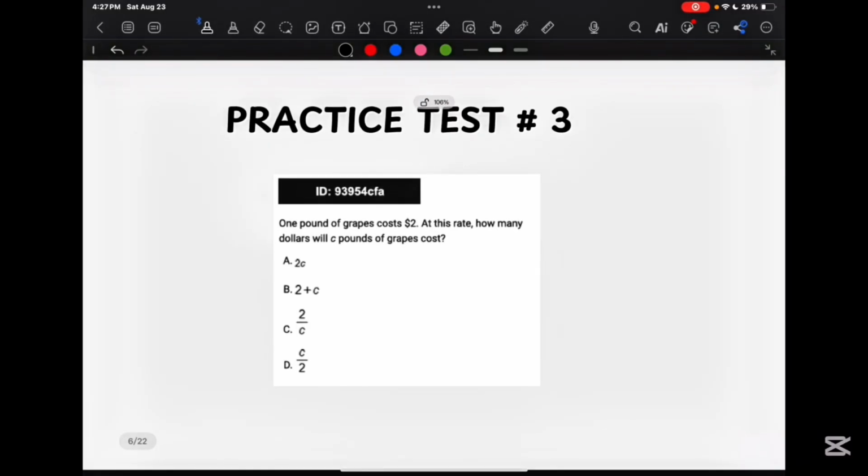Now, 1 pound of grapes costs $2. At this rate, how many dollars will C pounds of grapes cost? So we are told that 1 pound costs $2, and we're asked to find how many dollars C pounds will cost. So if 1 pound costs $2, in that case, C pounds should cost 2C. We are multiplying 2 with C. Okay, this is the unitary method. So the answer is A.